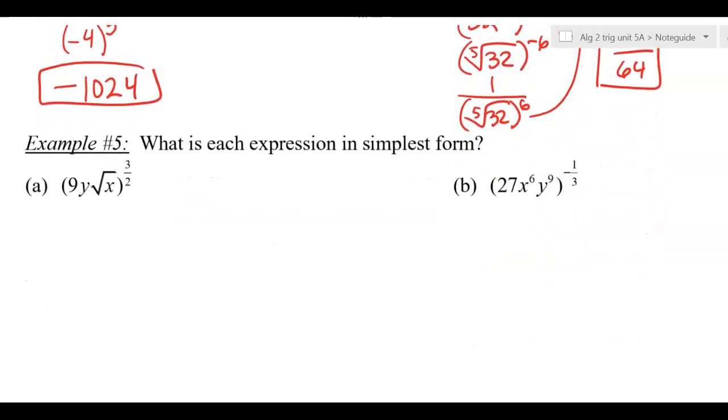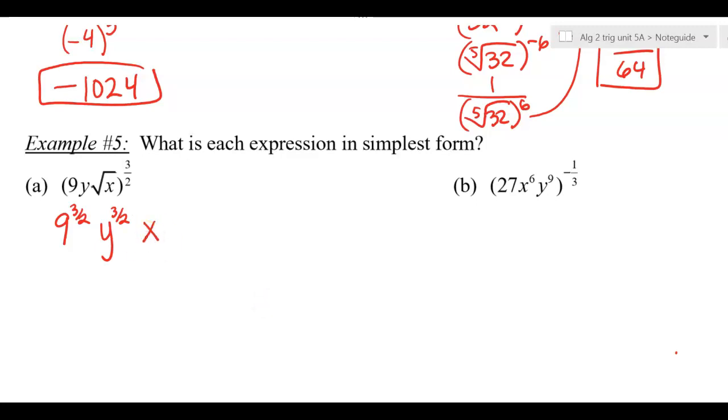Just remember that because these are all multiplying each other and they're all being raised to this power, they are all getting that power. So this is going to be 9. It's now going to have a 3/2 power. Y is going to have a 3/2 power. The x is going to get the 3/2 power too, but technically the x already had an exponent on it.